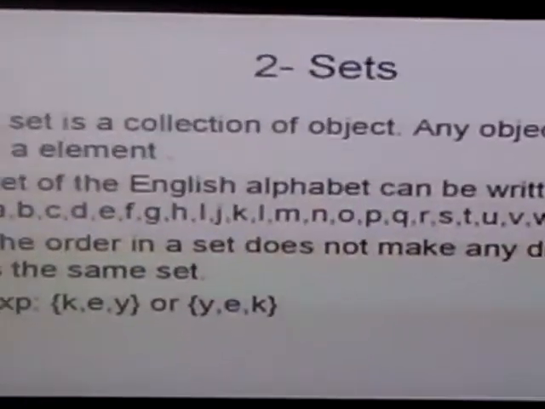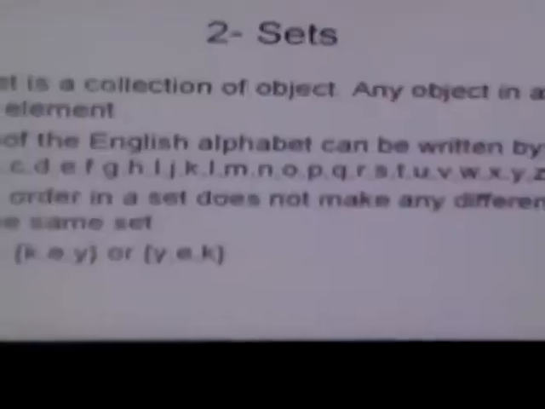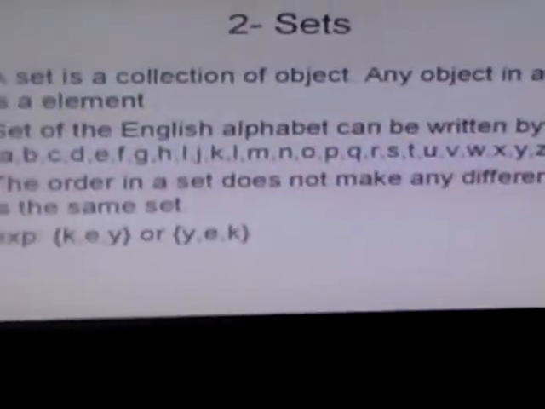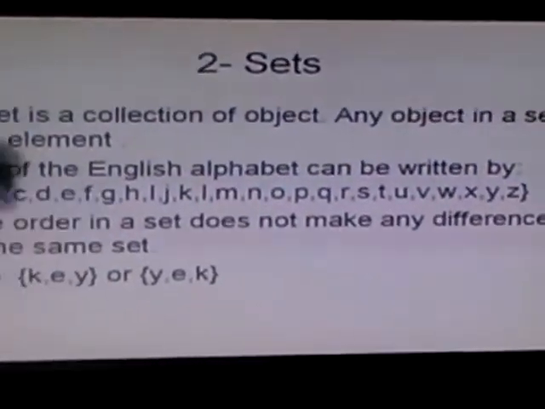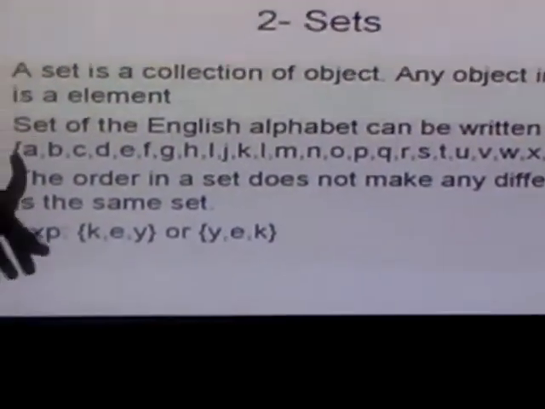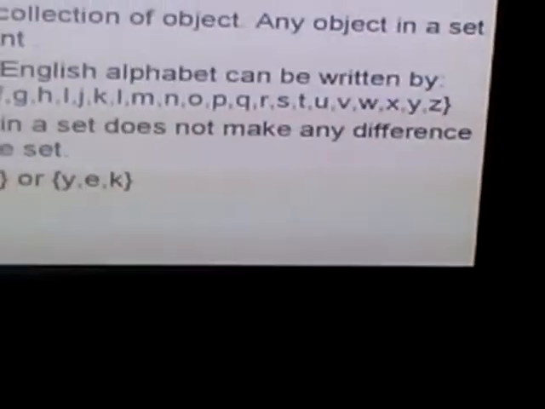We are here to talk about the second section, the sets. A set is a collection of objects. Any object in the set is an element. For example, we have the set of the English alphabet. So if we want to write it as a set, we have to start with A, B, till the Z.